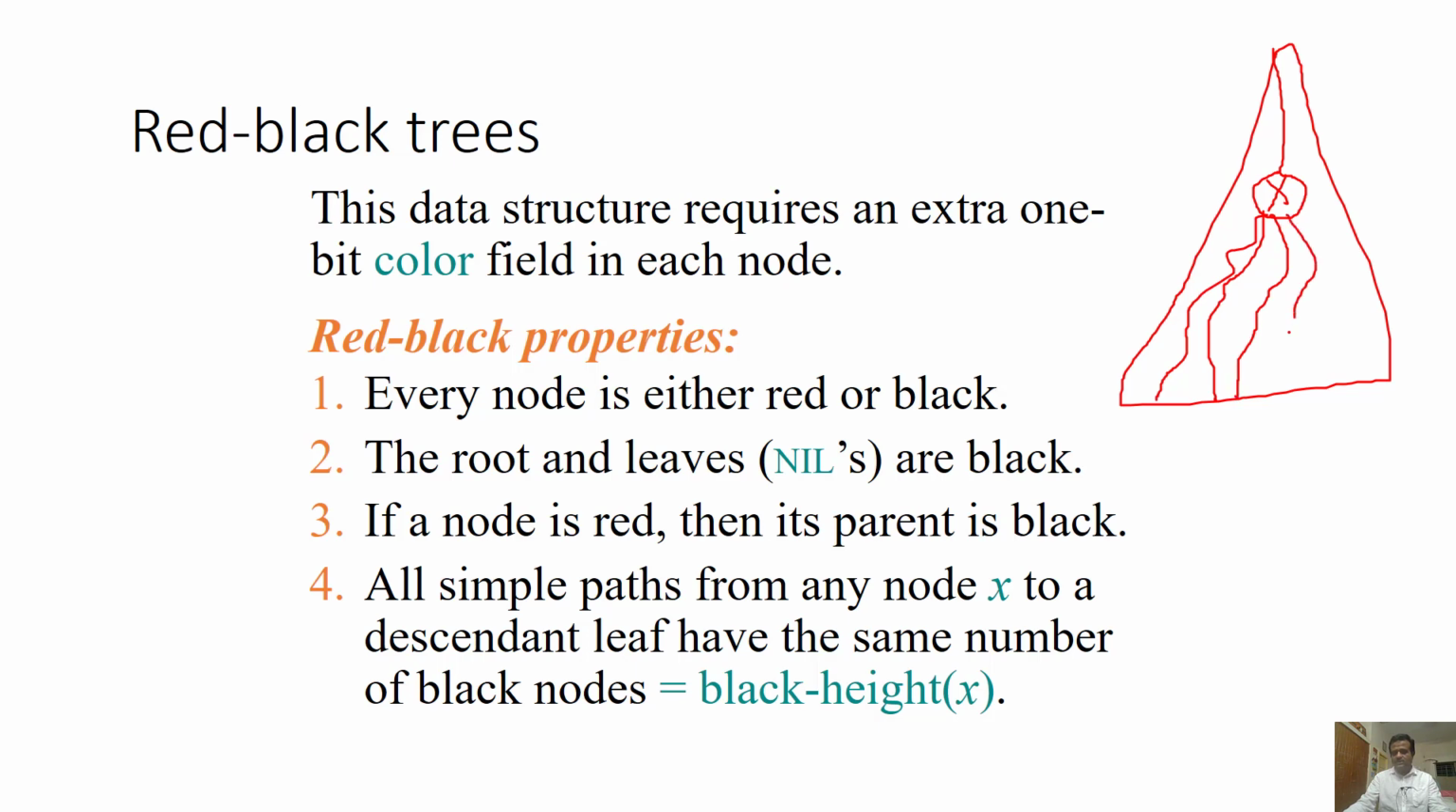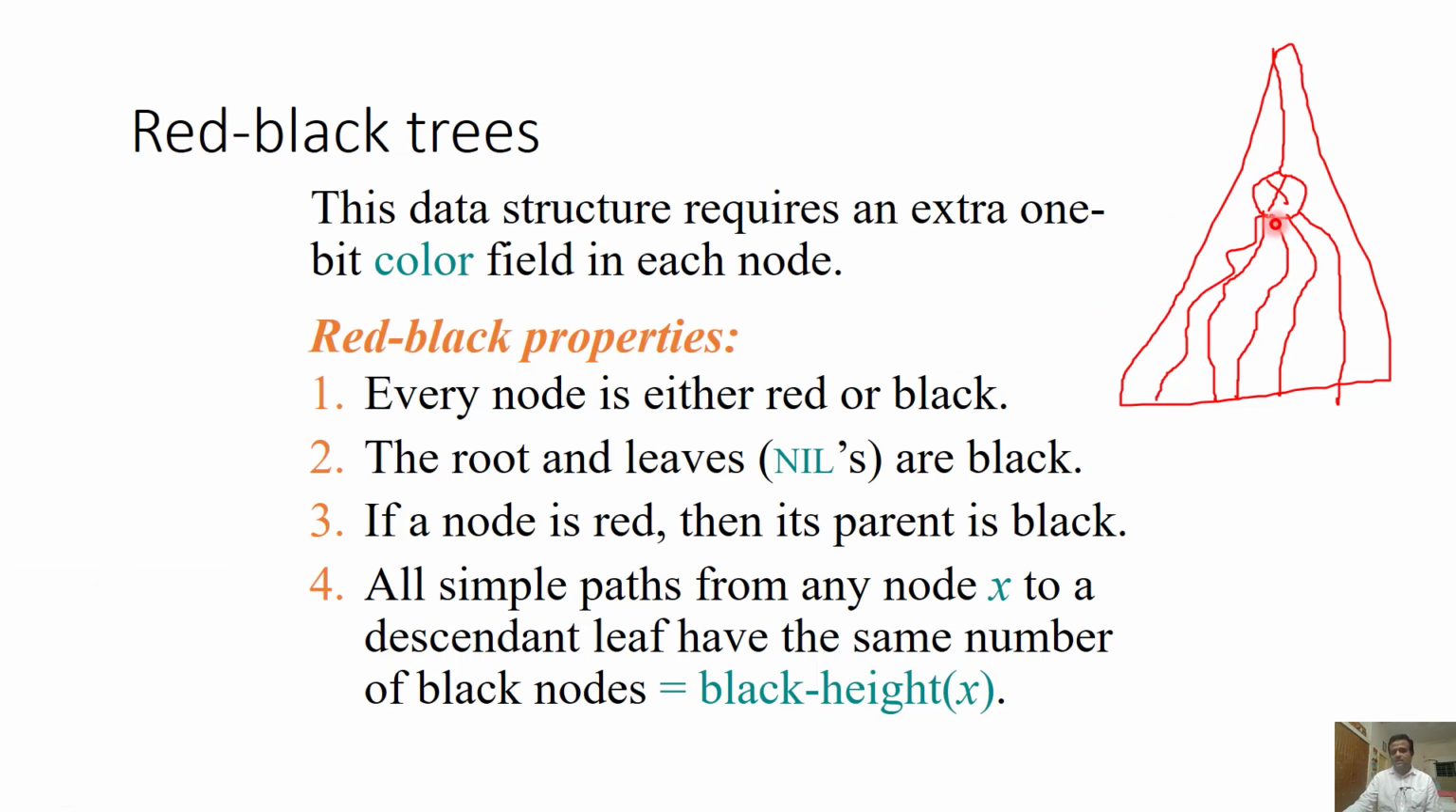So, consider all the simple paths, and in this path there are nodes over here. We just see the color of these nodes. Now we count how many black nodes there are in each path, and the number of black nodes on each path should be the same. So, if this path has 5 black nodes, this path also should have 5 black nodes. This path will also have 5 black nodes, and this path too.